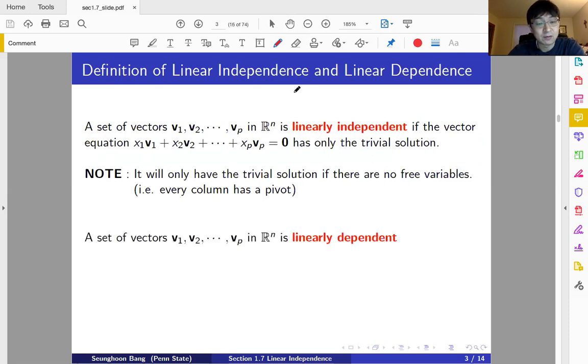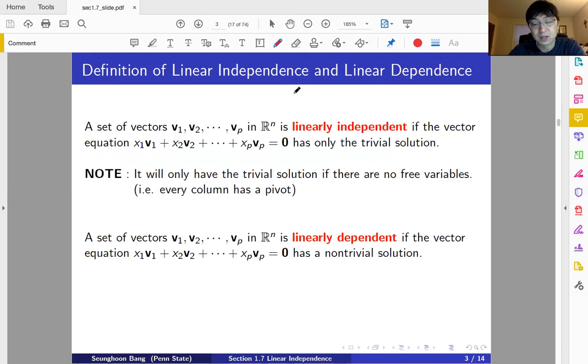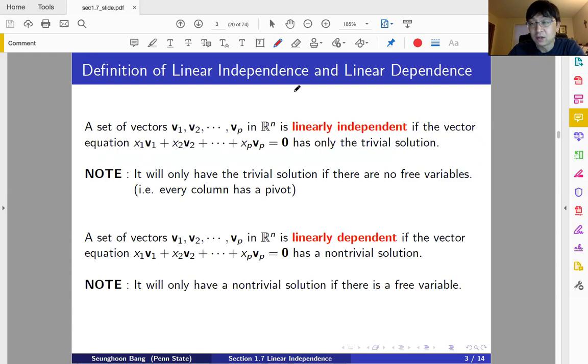A set of vectors v1, v2, vp in Rn is linearly dependent if the vector equation x1 v1 plus x2 v2 plus xp vp equals 0 has a non-trivial solution. So it will have a non-trivial solution if there is a free variable. That is, not every column has a pivot. Does this make sense?